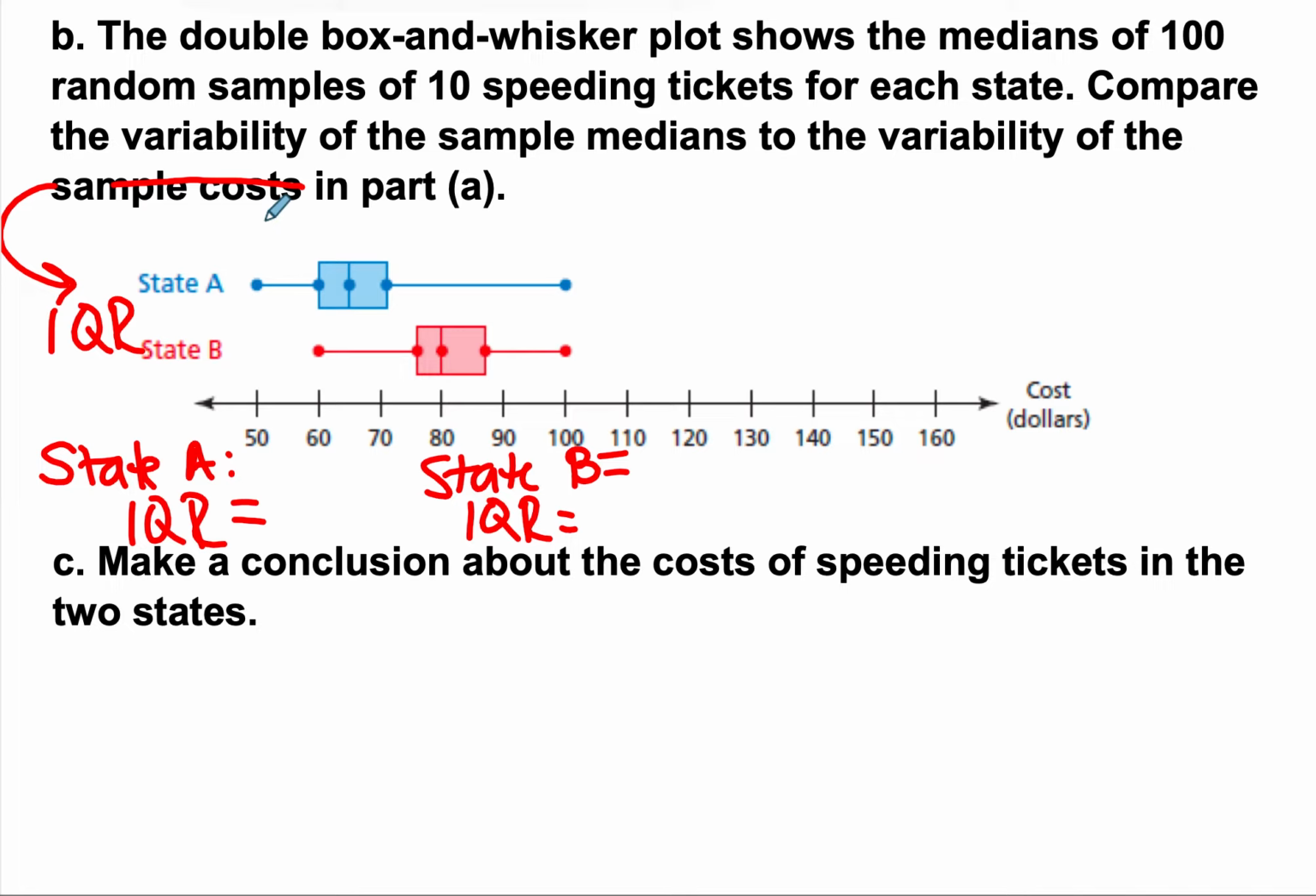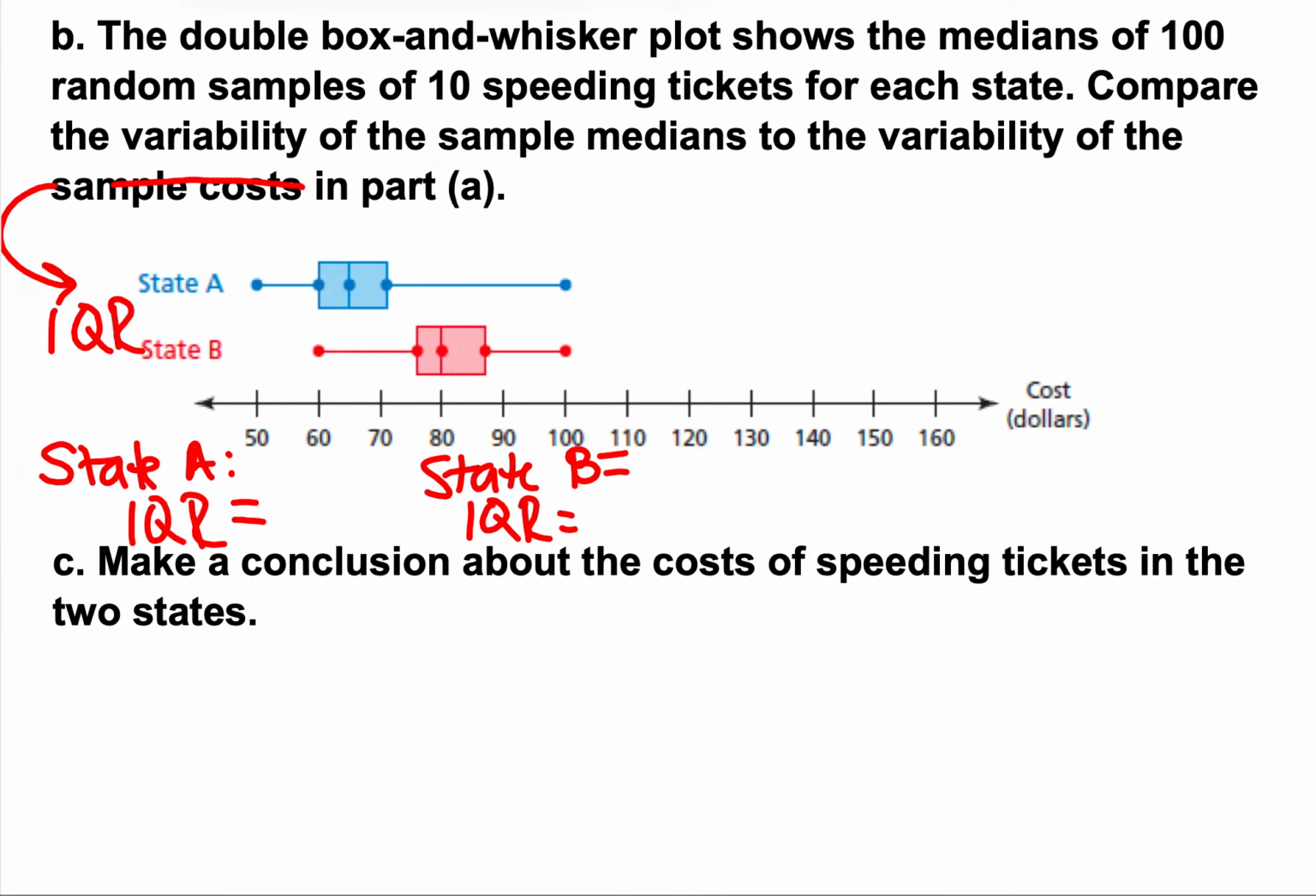Okay, so we are going to compare the variability. That just means our IQR. They didn't ask us to do the measures of center for the sample medians to the variability of the sample costs in part A. So the first thing we need to do is find the IQRs for state A and state B. All right, go ahead and pause the video and try to find the IQRs for state A and state B.